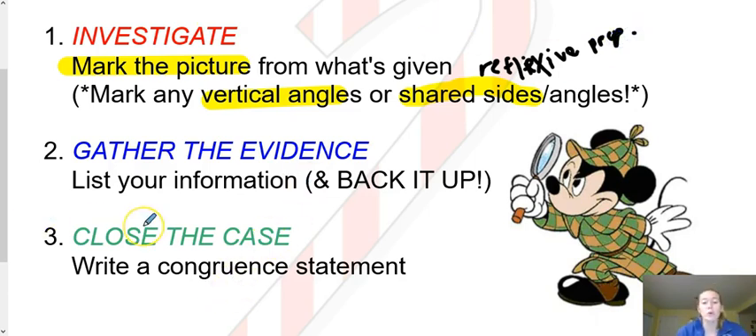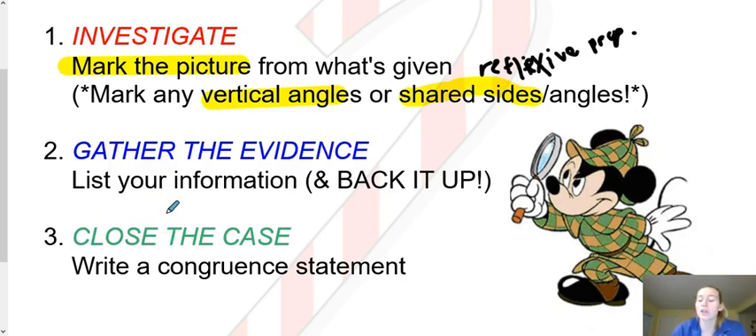The second thing we're going to do is gather the evidence. So everything we marked on our picture, we're going to mark down onto our paper. And then we're going to back that up with why we were allowed to do that. So maybe it's a definition of something. Maybe it's just because it was what was given to us. Okay, we're going to back up the information that we had.